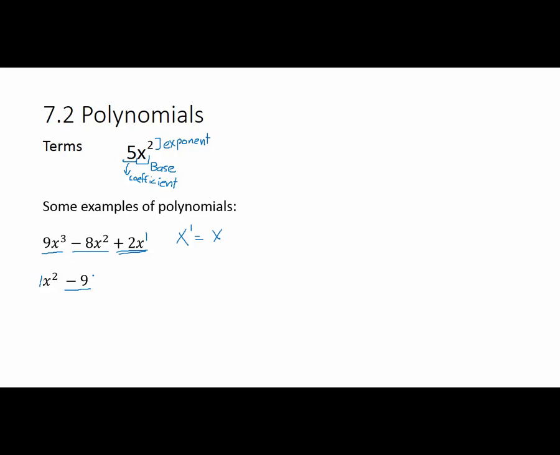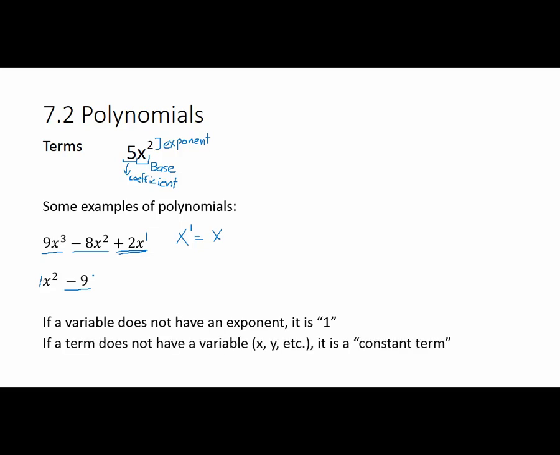It is technically possible to think about it as x to the 0 power, but to summarize, for a variable, if it doesn't have an exponent, just make it a 1. You can actually put a little 1 up there, especially when we're multiplying exponents. That can be helpful. And if a term doesn't have a variable at all, if there's no x or y, if it's just a number, that's called a constant term. It's a little bit different, but it essentially is going to act just like any other term.